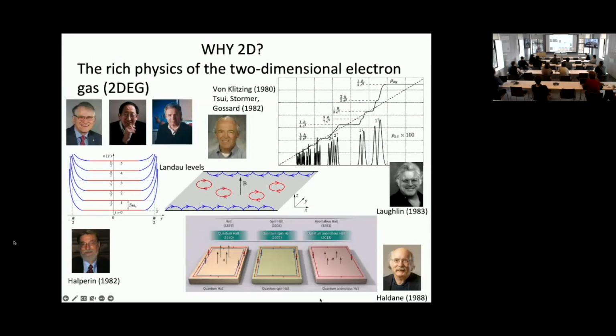There's something down here hiding in the bottom corner. There's a picture of Duncan Haldane there, who proposed the quantum anomalous Hall effect, which has to do with very interesting behavior in the absence of an external magnetic field, but due to internal effects in the system.